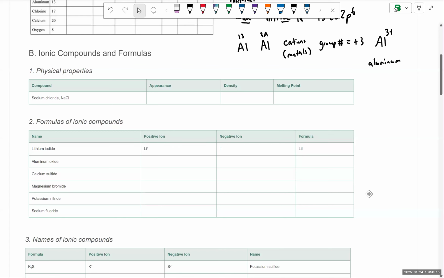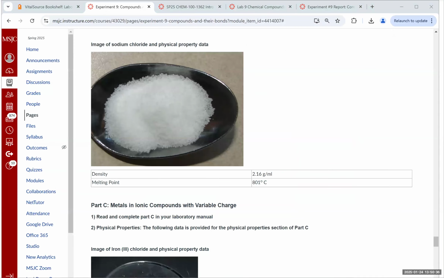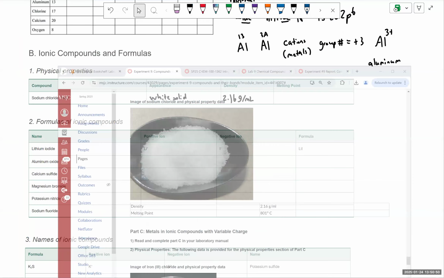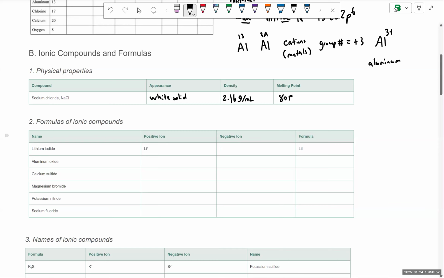So sodium chloride appears as a white solid. The description doesn't have to be super detailed, just the superficial appearance. For the density, you can write down the density of 2.16 gram per milliliter. And for the melting point, we have 801 degrees Celsius.